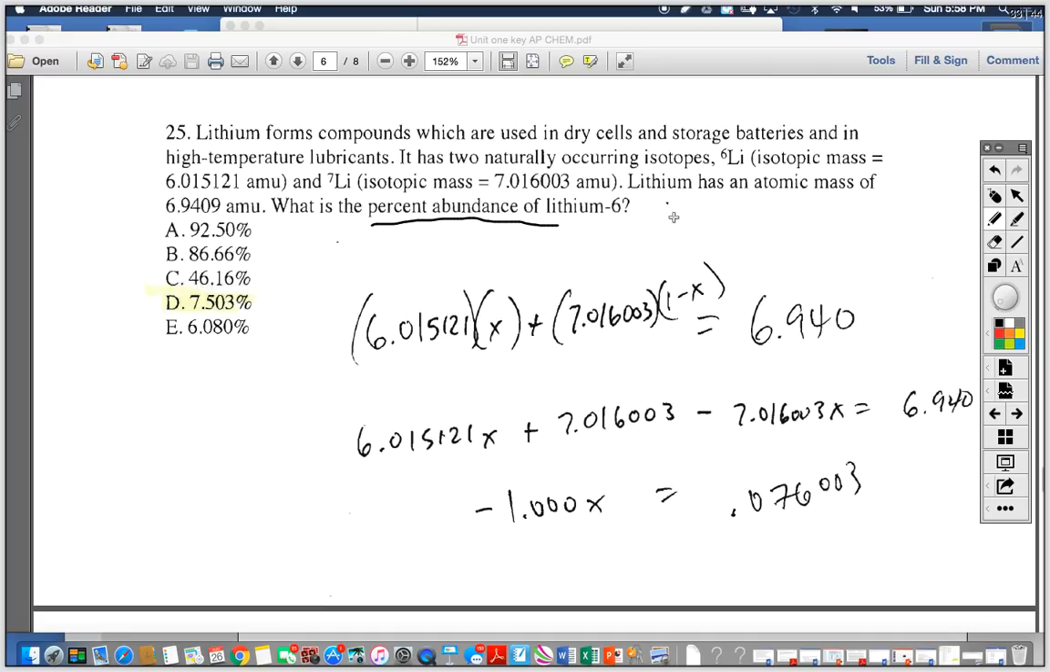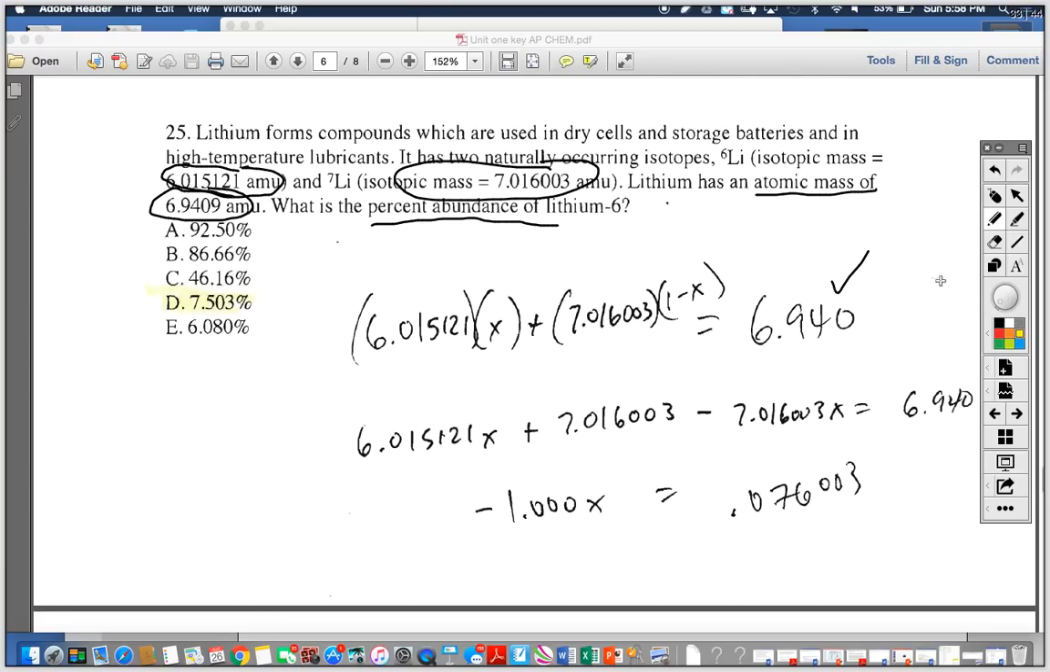Next, whenever they ask you the percent abundance to solve, remember the setup we did in class? Pay attention, they're asking you for the percent abundance of each of the isotopes. So they're going to tell you what the average is. It says its atomic mass is 6.9409. So they're giving you its average atomic mass. They give you the actual masses of each isotope. You have that one and you have that one.